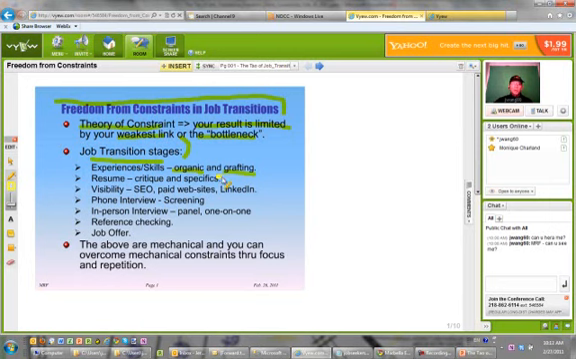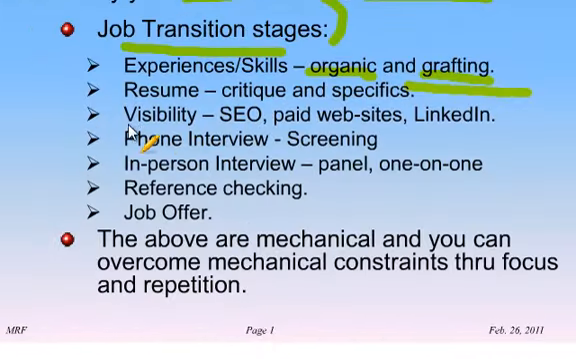Then we go through the resume critiquing and try to quantify our accomplishments in terms of specifics in the resume, and all of that has been done. And then we get visibility through search engine optimization, paid websites, LinkedIn, and various other means. Then we have the phone interviews, and we get screened during those. And then we have the in-person interview, which can be a panel, group interview, or one-on-one. Then we go through reference checking. Then we get the job offer.